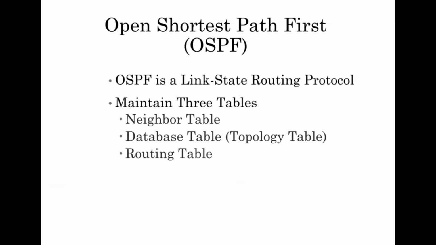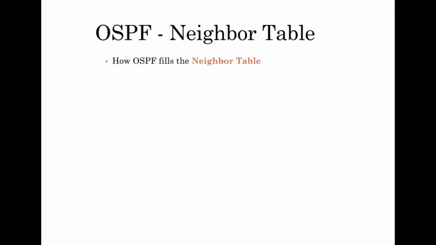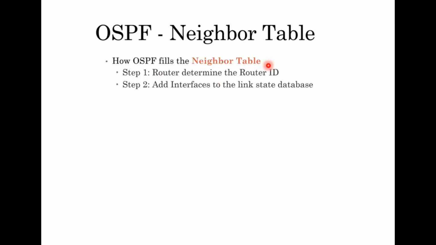OSPF stands for Open Shortest Path First, and OSPF is a link state protocol. So basically it checks the link, and OSPF maintains 3 different kinds of tables: neighbor table, database table, and routing table. Now, how is the OSPF neighbor table built up? At first, the router determines the router ID and adds interfaces to the link state database. Router ID is something like 1.1.1.1. It will add that interface to the link state database. After that, it will send a hello message on the chosen interface. This is called down state.